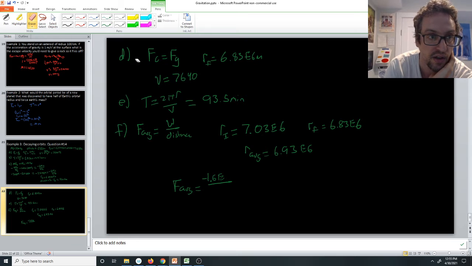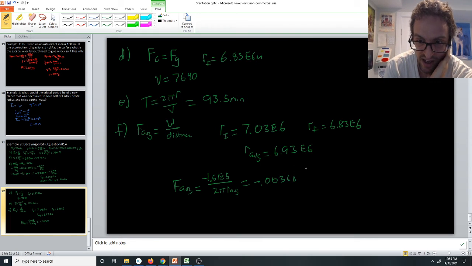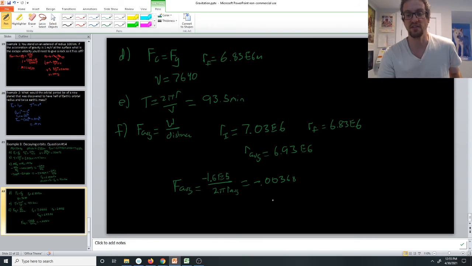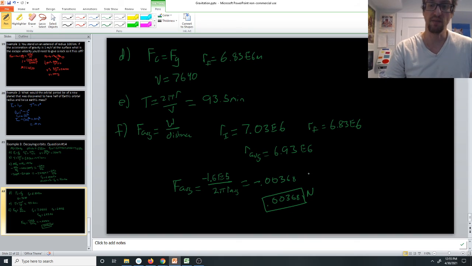over the 2 pi r, and I got negative 0.00368, but I think it asks for magnitude, so you are going to put in a positive number. So my answer is 0.00368 newtons, as I should say.